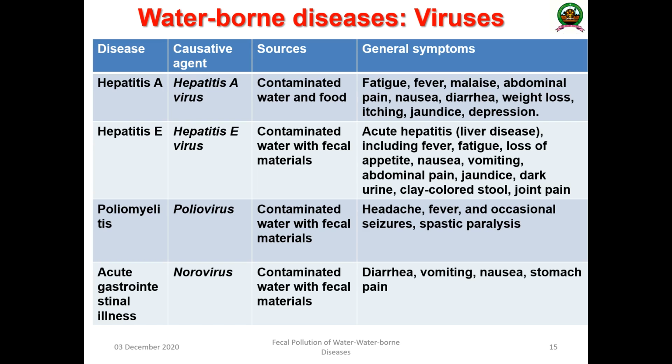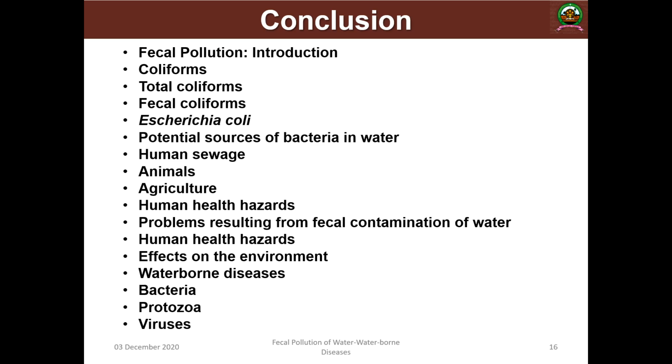So this is all about fecal pollution and waterborne diseases, dear students. Today we can conclude. We have discussed the introduction, and what coliforms are. There are three types: total coliform, fecal coliform and Escherichia coli. Then we discussed the potential sources of bacteria: human sewage, animal sources, and agriculture. We discussed the problems associated with fecal contamination of water: human health, effects on environmental health, and the waterborne diseases caused by bacteria, protozoa and viruses.